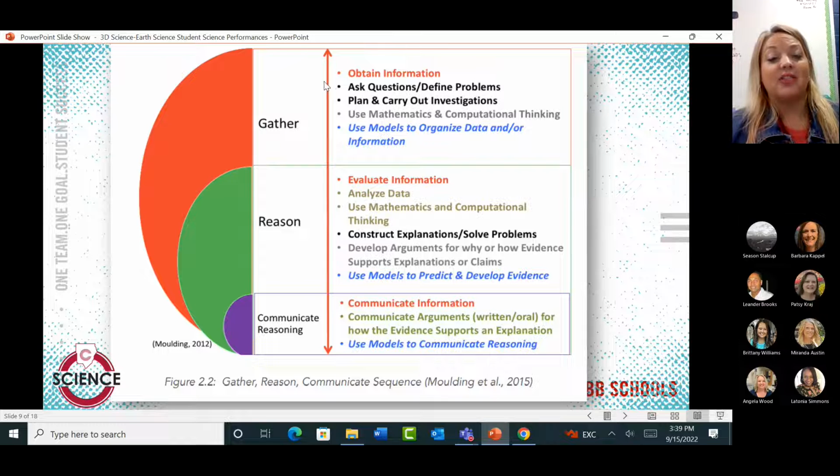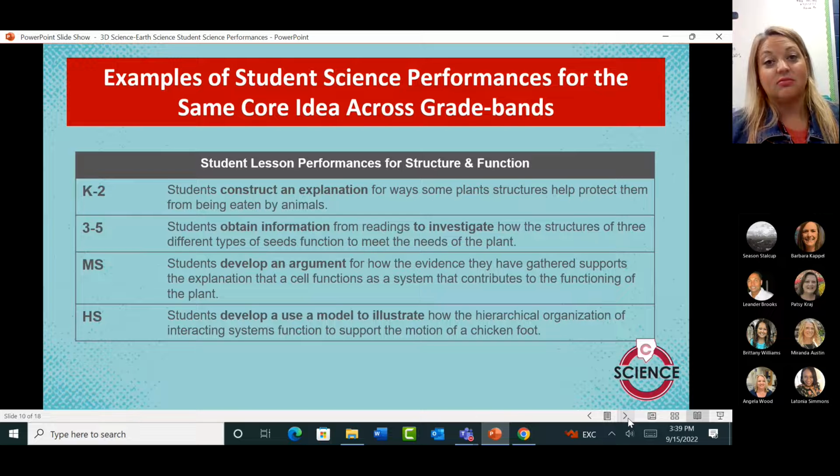So you see during the gathering portion, they're going to be utilizing several science and engineering practices, also within reasoning, and at the end as well. So lots of practice with those.